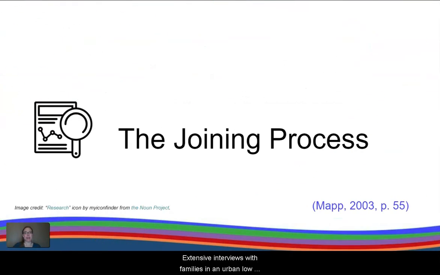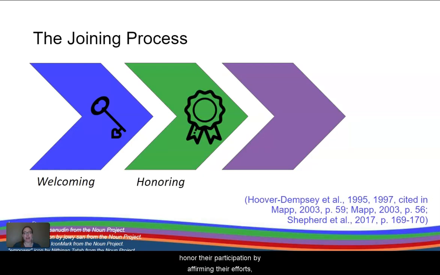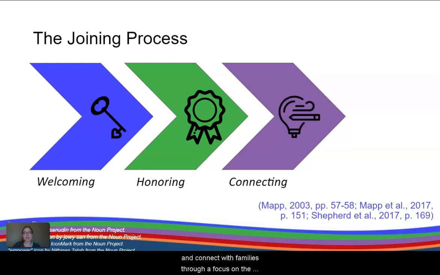Extensive interviews with families in an urban, low socioeconomic school with high parental engagement indicated that, quote, school factors, specifically those that were relational in nature, had a major impact on parents' involvement, end quote. These interviews pointed to a concept in systems literature known as the joining process. This refers to a process in which school communities welcome families into the school, honor their participation by affirming their efforts, engagement styles, and funds of knowledge, and connect with families through a focus on the children and their learning.